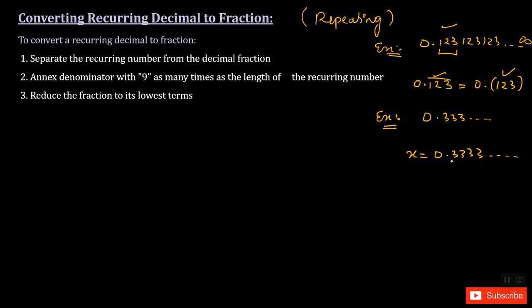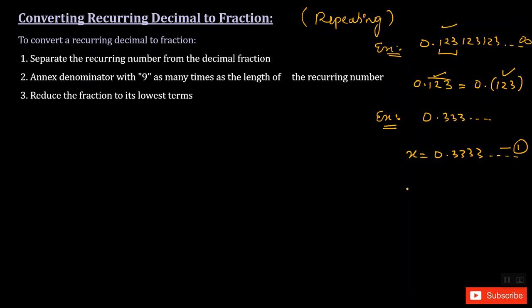If only one digit is repeating, you have to multiply this expression by 10. If two digits are repeating, you multiply by 100. And if three digits are repeating, you multiply by 1000, and so on. So one digit repeating, times 10; two digits repeating, times 100; three digits repeating, times 1000, and so on.